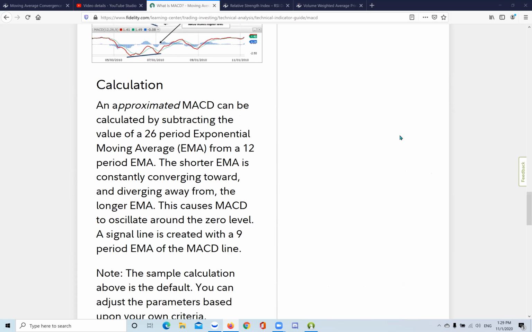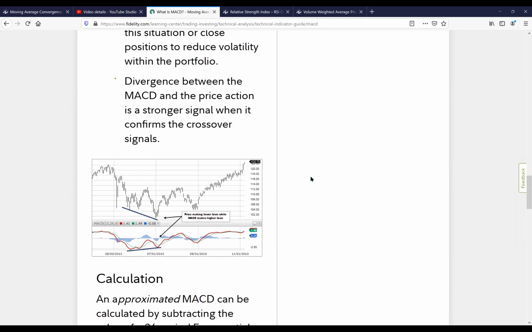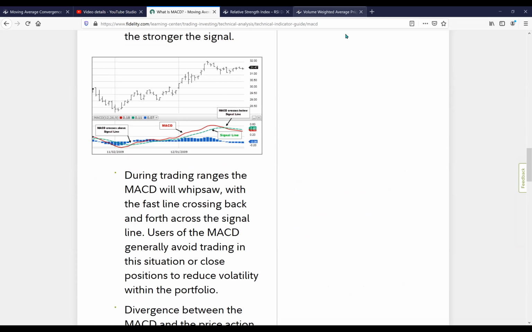This is about the MACD, and I'm going to share with you about another indicator. Wait a second.